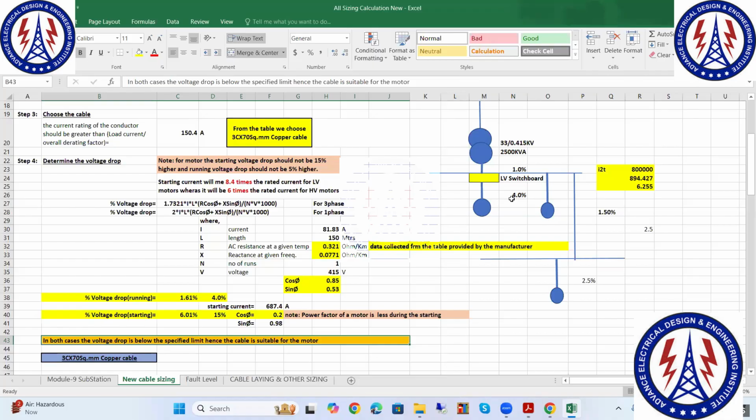And also the value of cos theta 0.85, where can you get this data? It's the motor power factor, which you can get from the motor data sheet.